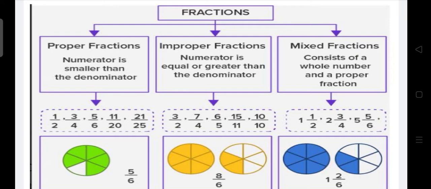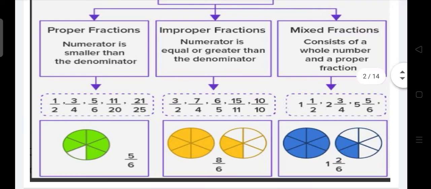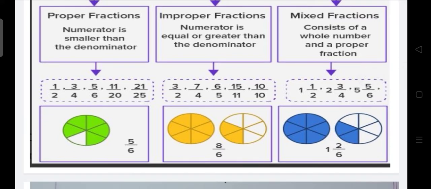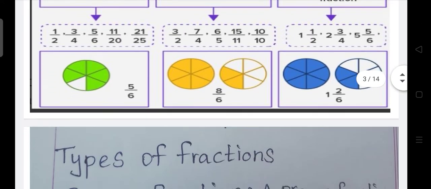See the picture: 8 by 6 and how many parts are shaded? 2 parts. So 1, 2, 3, 4, 5, 6. 6 parts. 2 by 6 is the fraction. Mixed fraction consists of a whole number and a proper fraction. One whole number and a proper fraction is called mixed fraction.